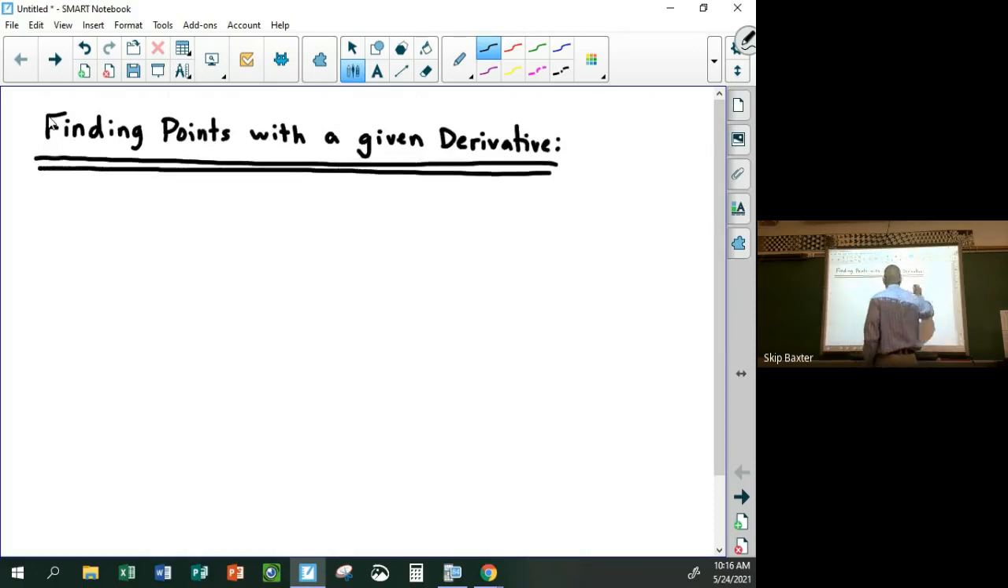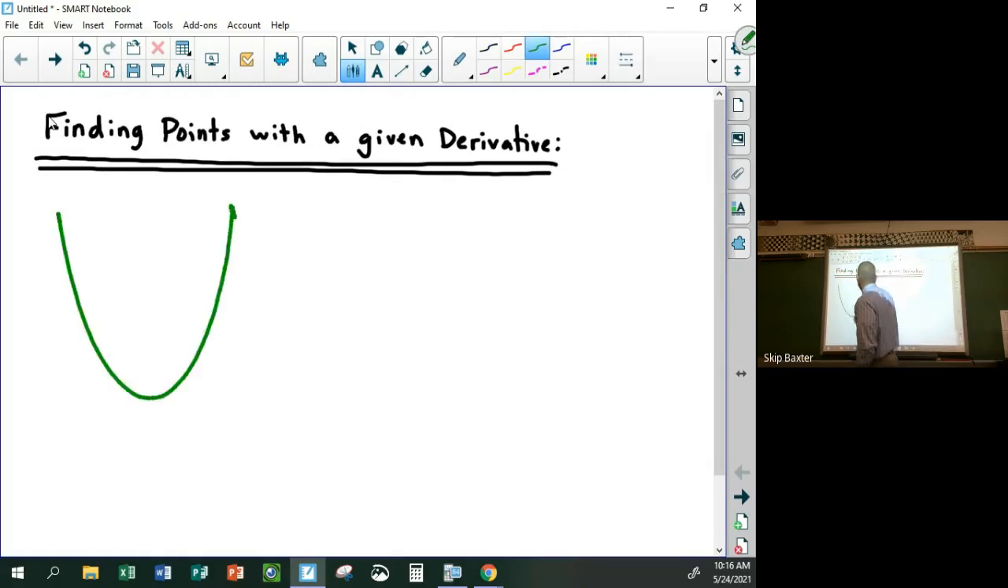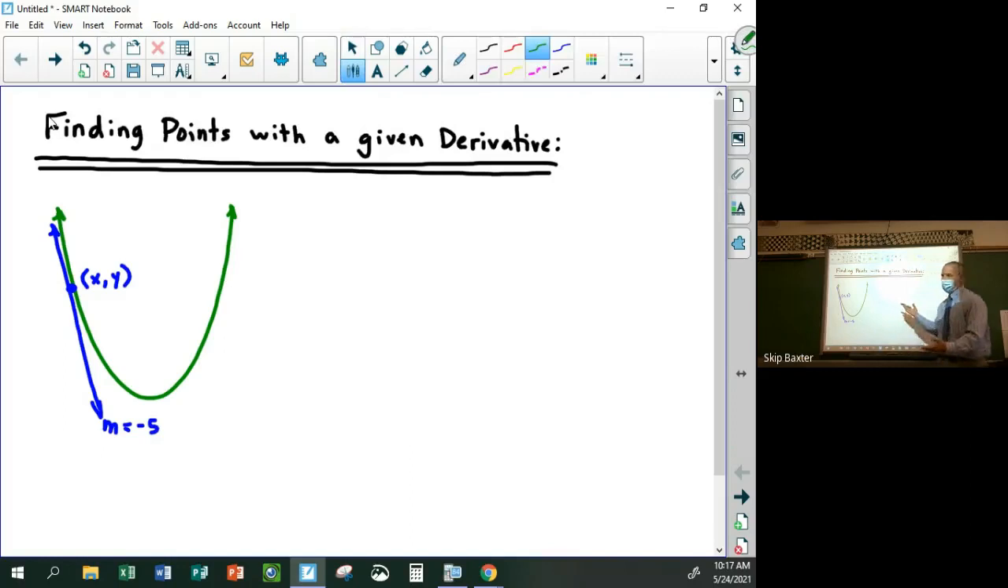So graphically, what I mean is, suppose I have a parabola that looks like this, right? And I'm trying to find a point, like over here or something, that has derivative -5, or something like that. Okay? And I want to find the coordinates of this point right here, x, y. Well, if I knew what the equation of the parabola was, we could do this.